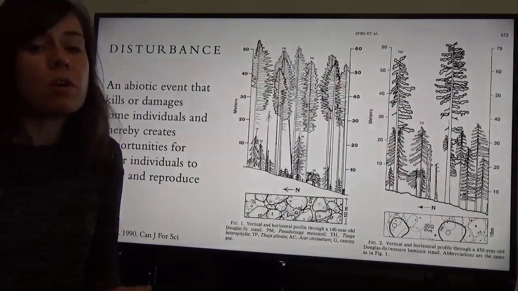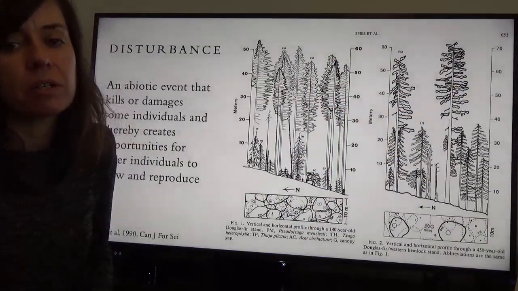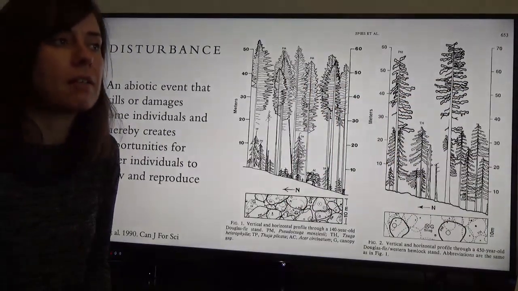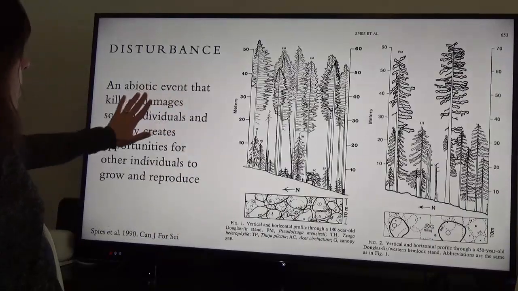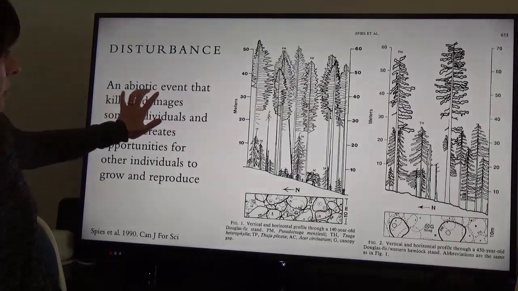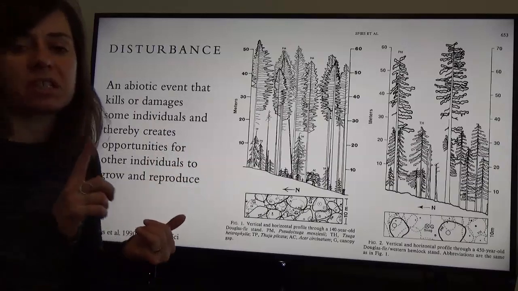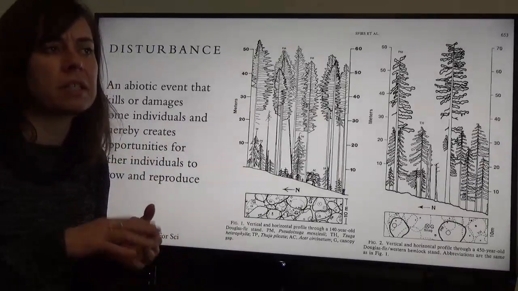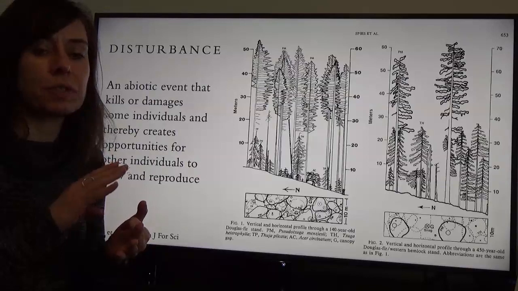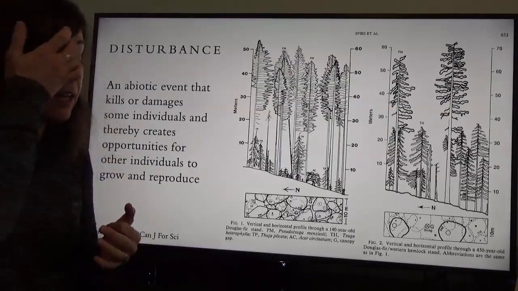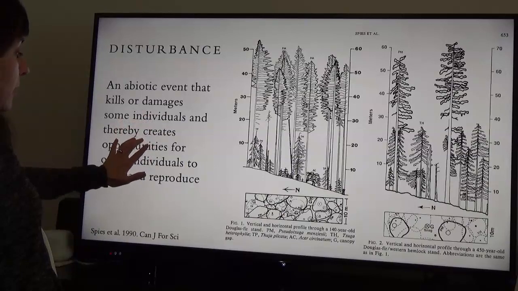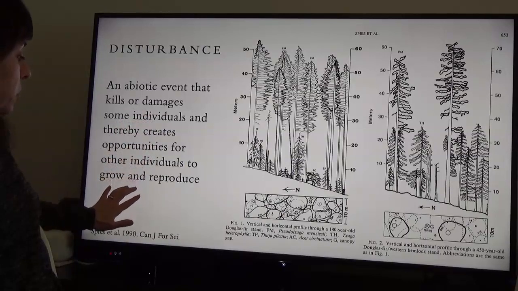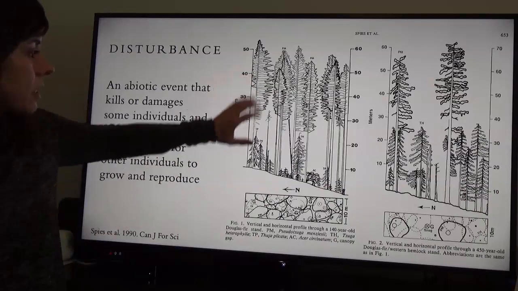Okay, disturbance is also a factor that is really critical for species distributions through space and time. Okay, so a disturbance is an abiotic event. So this is critical. An abiotic event, you can think of flooding, you can think of fire, you can think of different types of storms. An abiotic event that kills or damages some individuals and thereby creates opportunities for other individuals to grow and reproduce. Okay, so here's a great example.